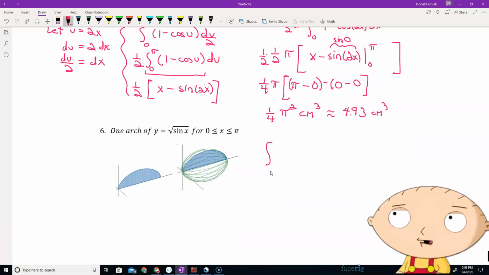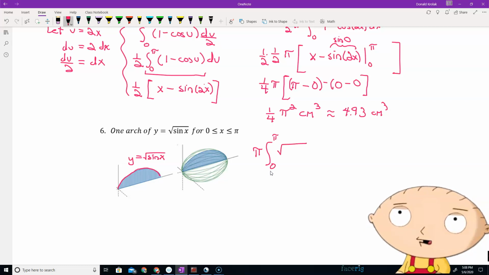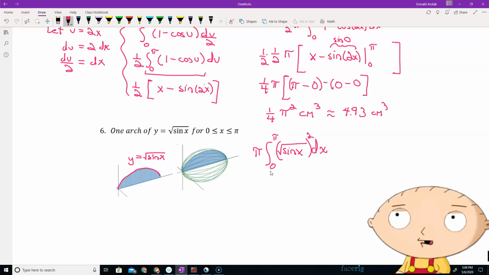All right, our final volume is to find the volume of a solid created by the equation y equals the square root of sine x. So square root of sine x is my radius. So I shall have pi, integral from 0 to pi, of square root of sine x dx quantity squared, which conveniently cancels out the square root, and I end up with sine x dx.